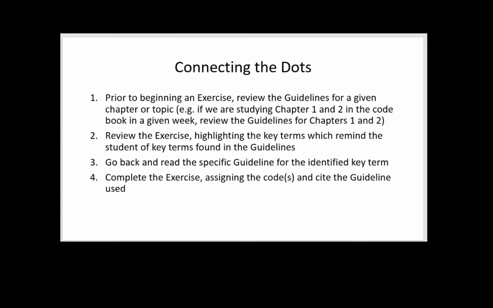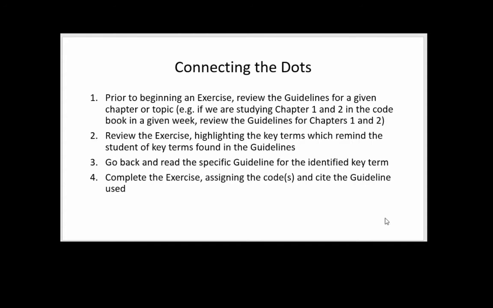After you've looked at your key terms in the exercise, you're going to go back and read the guideline for that identified key term. For example, the first one we're going to look at is MRSA. If you remember your Chapter 1 guidelines, you know there's something about MRSA in there. So you'll go to those guidelines that specifically address MRSA. Then you'll complete your exercise, assign your code, and cite your guideline.